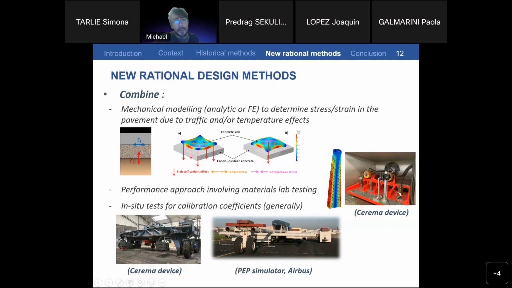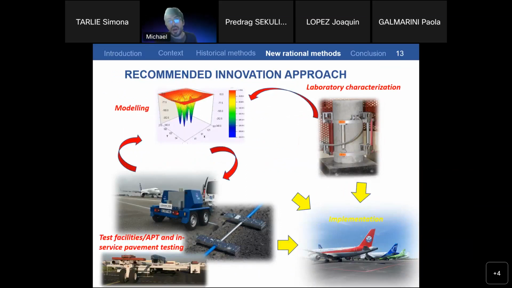Then it's important that those methods have to be calibrated through in situ tests. So here you have an example of in-situ calibration with the PEP simulator. I will come back later to the calibration of the French methods. So the recommended approach for the development of those methods is to combine, as I've already said, the modeling, a laboratory characterization, and an in-situ validation, on test facilities, on accelerated pavement tests, or using in-service pavement testing.